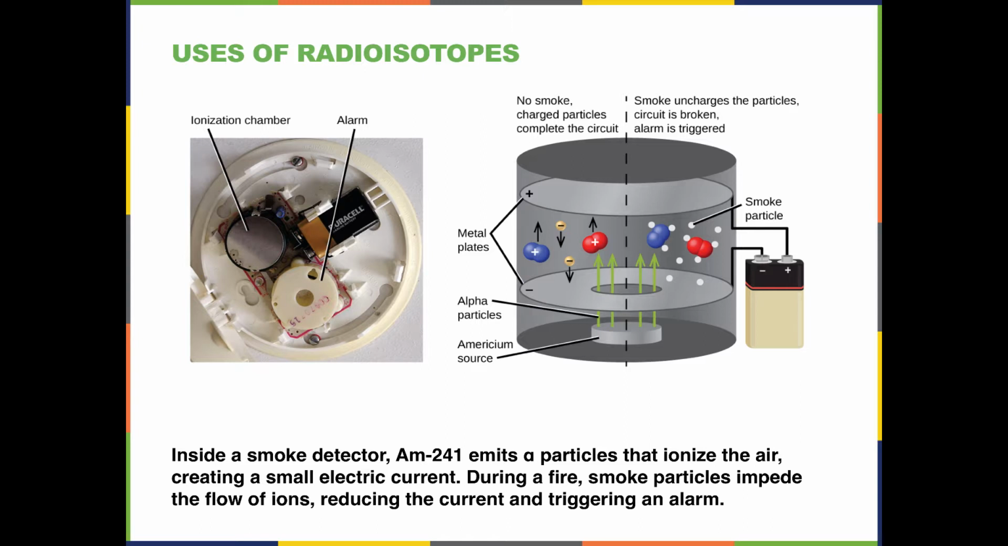Smoke detectors actually also have a radioactive source. It's a very small radioactive source, Americium-241. It emits these particles that ionize the air and in the process create an electrical current. And if smoke occurs, this impedes the flow of ions, and the interruption of the current causes the alarm to go off.